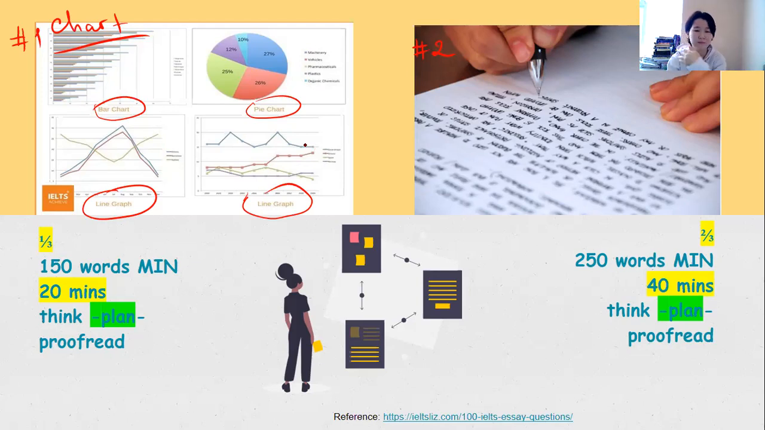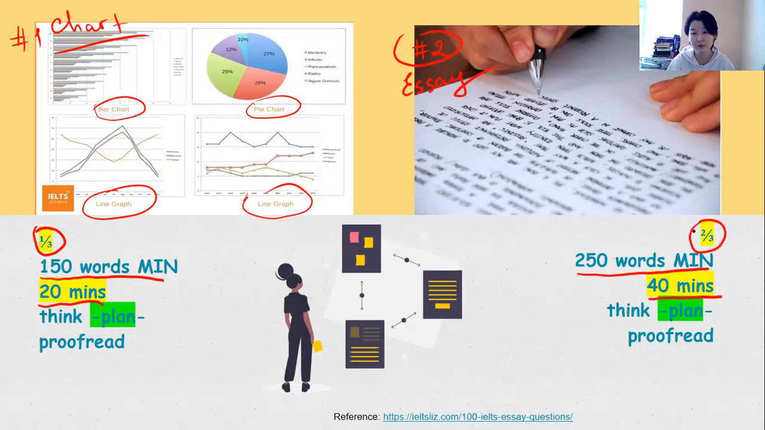So this is the chart, task number one, and you should write 150 words minimum. It will take 20 minutes and it counts for one third of your score. While task number two, the main title of this task, is the essay. There are again different types of essays, let's say 5 or 6 types, that you should know and recognize and answer and write properly. You should write a minimum of 250 words. It will take 40 minutes and it counts for two-thirds of your score.